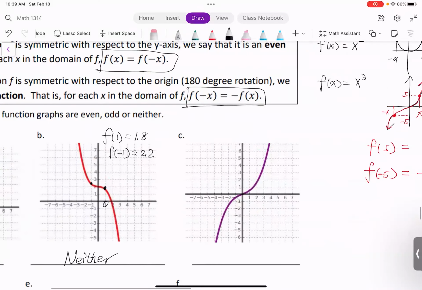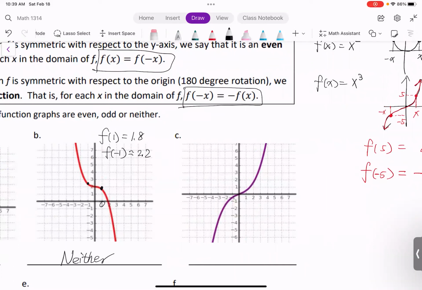Let's see the next one. Is this graph an even function? Of course not, because it's not symmetrical along the y-axis. Is this an odd function? Let's test. Let's pick an easy point. I think 3 is better because I can find the y value easily. So f of 3 is 4. How about f of -3? Input -3, and output is -4. Yay, this is an odd function.